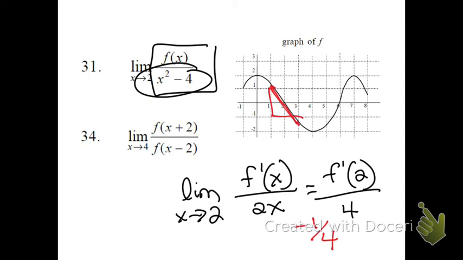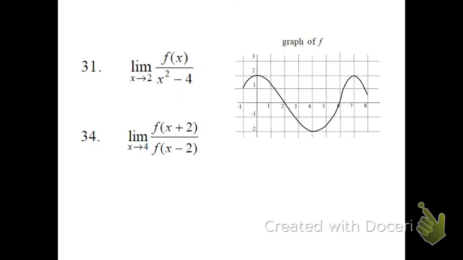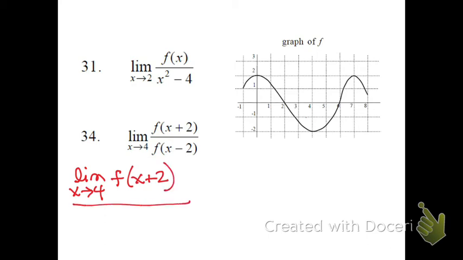Same idea, just do the derivative of the top, derivative of the bottom, but again, only if L'Hopital's rule actually applies. Okay, last one. I'm going to show you this one formally in case this was a free response question on the AP exam. Right now, you'd have to write formally the limit as x approaches 4 of f of x plus 2 is, okay, we plug in a 4 and we'd get f of 6, and we look up f of 6, and that's 0, okay?